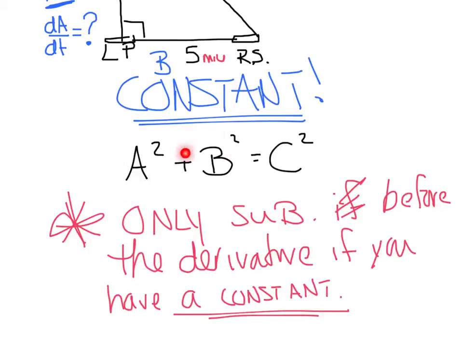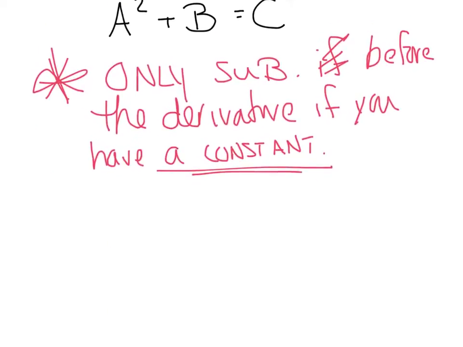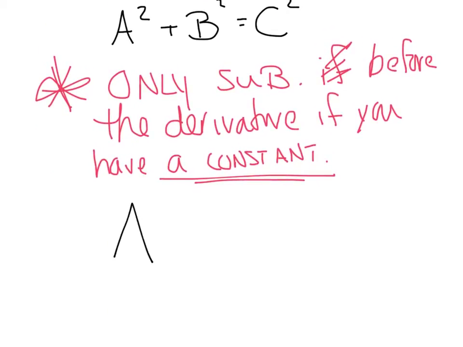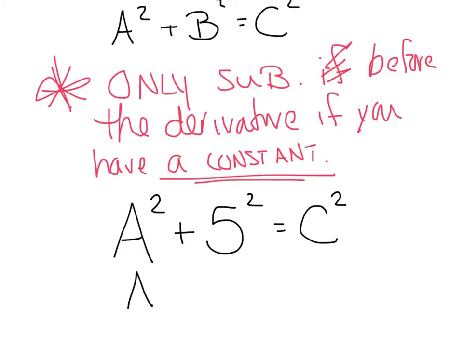So was A, B, or C a constant at all? Well, remember, we said this distance is never going to change. So 5 is a constant, which is side B, and that means I can plug it in before I take the derivative. So I'm going to rewrite this as A squared plus 5 squared equals C squared. And if you want, it's probably easier, A squared plus 25 equals C squared.